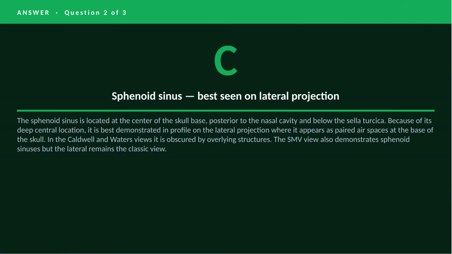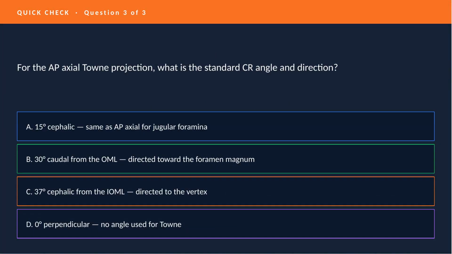The answer is C, sphenoid sinus, best seen on the lateral projection. The sphenoid sinus is located deep at the center of the skull base. Because of this location, the Caldwell and Waters views cannot isolate it. Overlying structures obscure it. The lateral projection places it in profile as an air space at the skull base, which is its characteristic location.